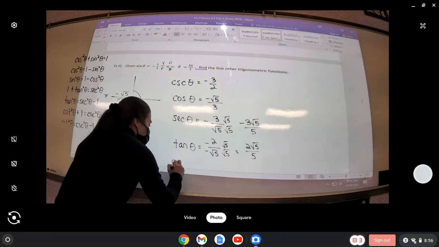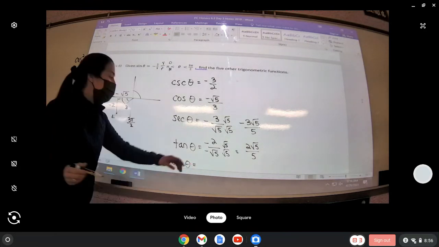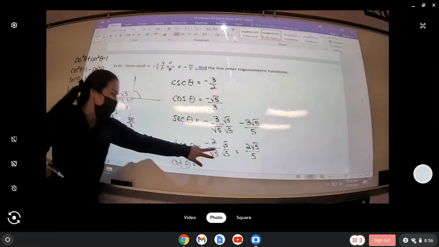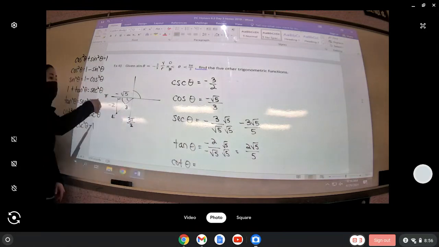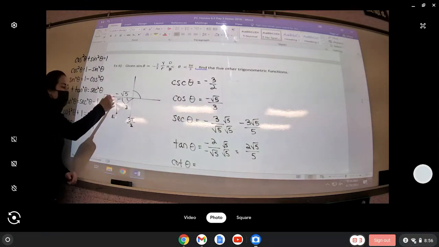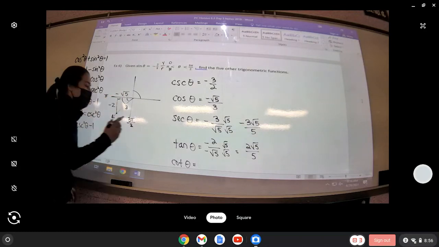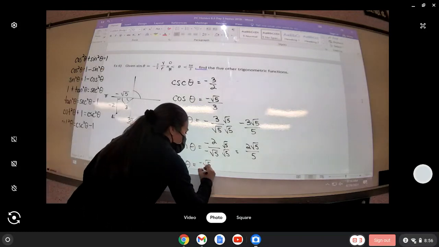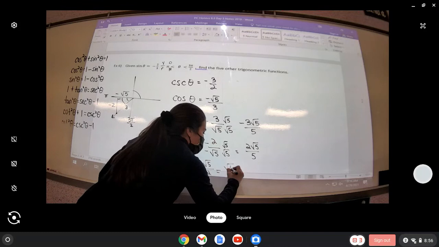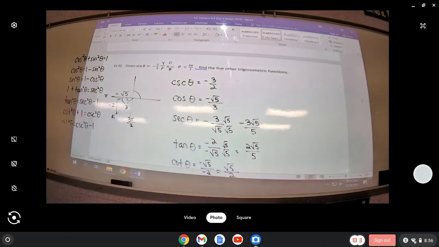And then the last one we have left is cotangent. So you can either reciprocate this, but I would reciprocate it before you rationalized it, or come back over here and say that it's A over O. It's X over Y. So it's -√5 over -2, which is +√5 over 2.